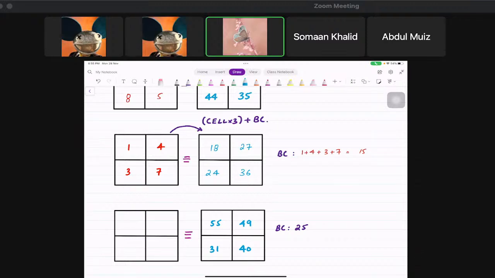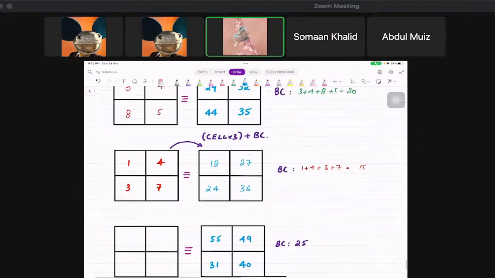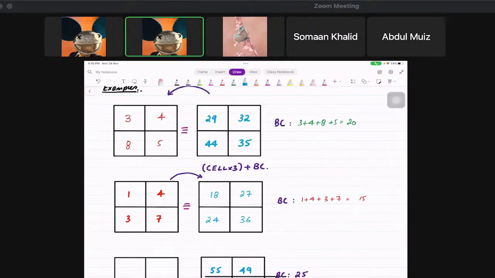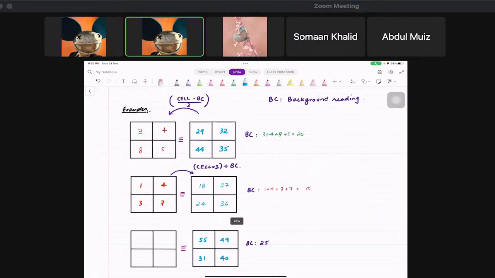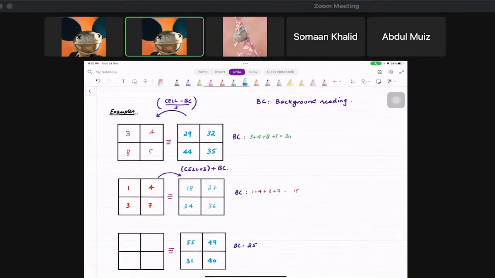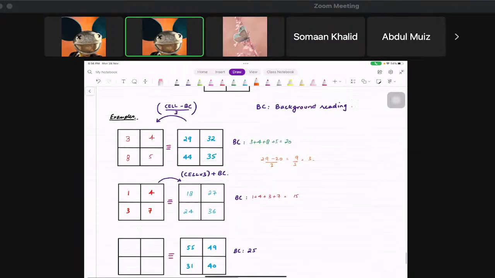Sir, can you explain the first table again, please? So you just need to subtract the background reading from the cell that you have. Like for the first one, you're doing 29 minus 20. That comes out to be 9. And then you divide by 3. Okay? That's going to be 3. And how do we get the background reading? Initially we had this from the previous question. Okay?